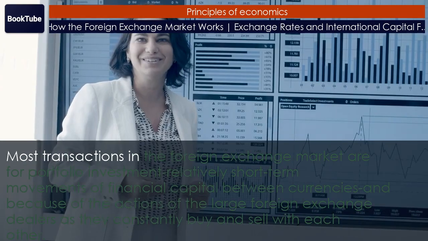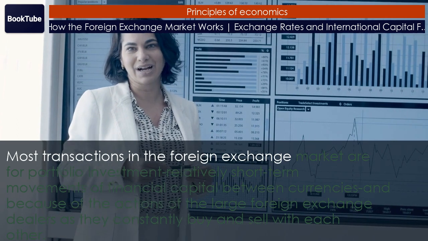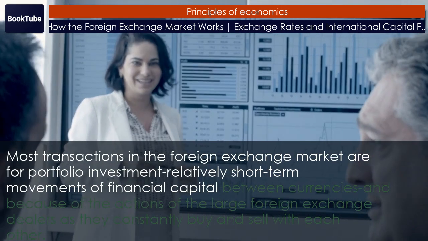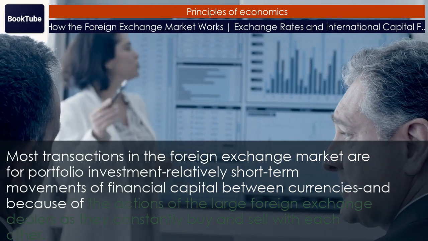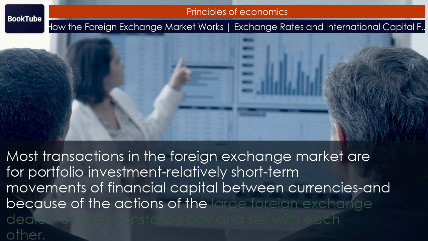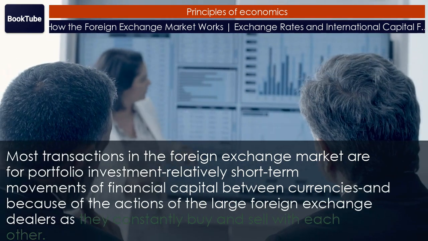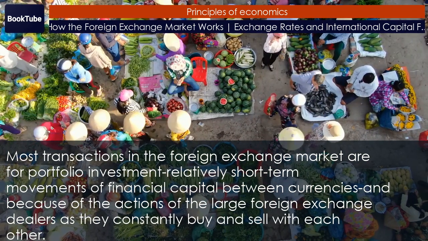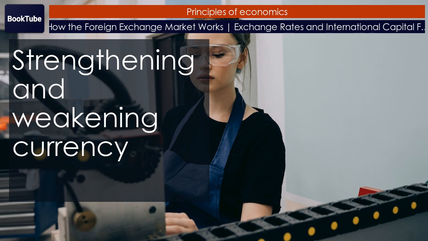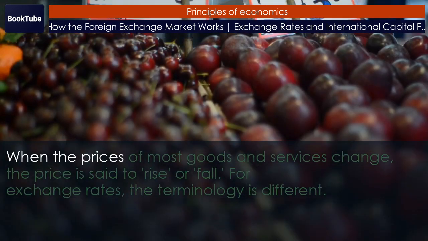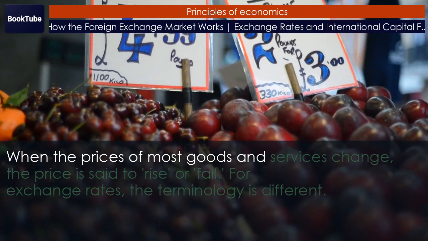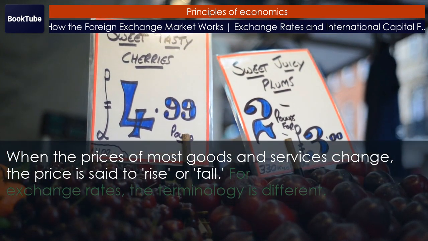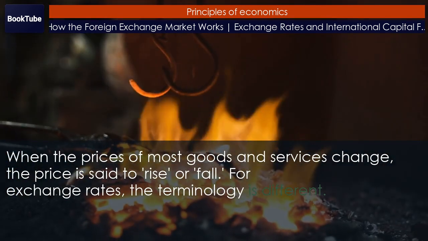Most transactions in the foreign exchange market are for portfolio investment, relatively short-term movements of financial capital between currencies, and because of the actions of the large foreign exchange dealers as they constantly buy and sell with each other, strengthening and weakening currency. When the prices of most goods and services change, the price is said to rise or fall. For exchange rates, the terminology is different.